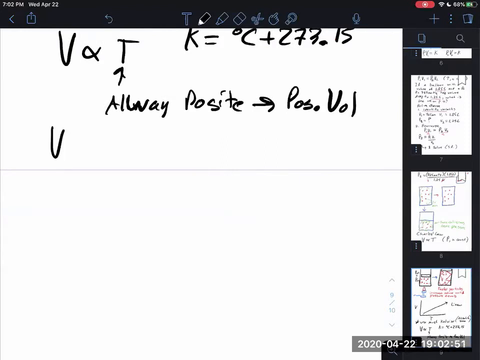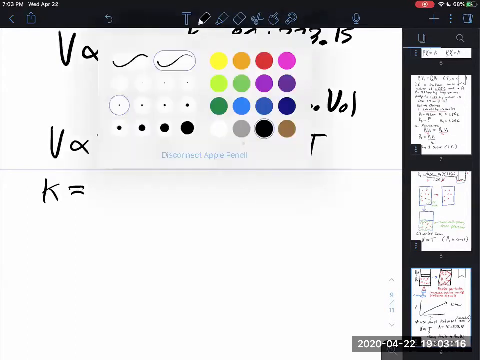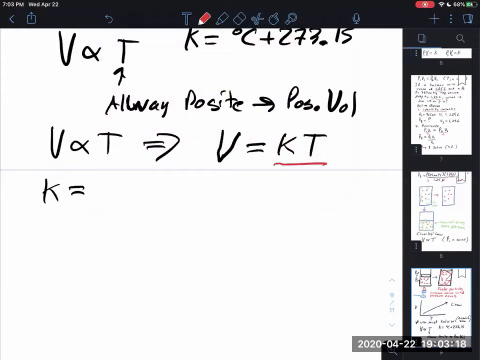If volume is directly proportional to temperature, I can turn this into an equality. Volume is equal to a constant times temperature. Now let's solve for K. What's K equal to? How do I isolate K? What would I have to do? By temperature? Yes. Divide by temperature. I'm going to divide both sides by temperature. And on this side, temperature cancels with temperature. And I get that the constant is equal to volume divided by temperature.